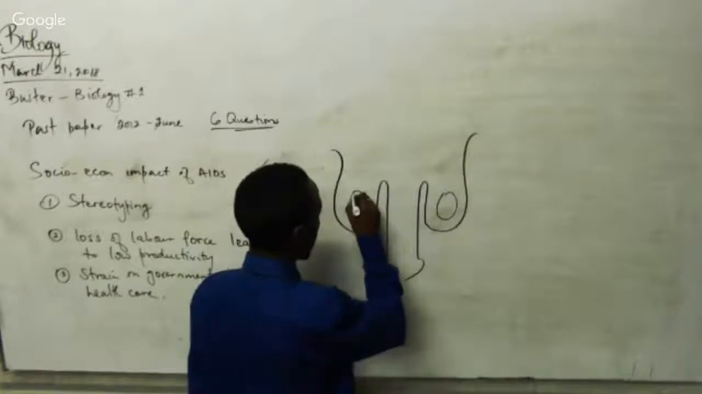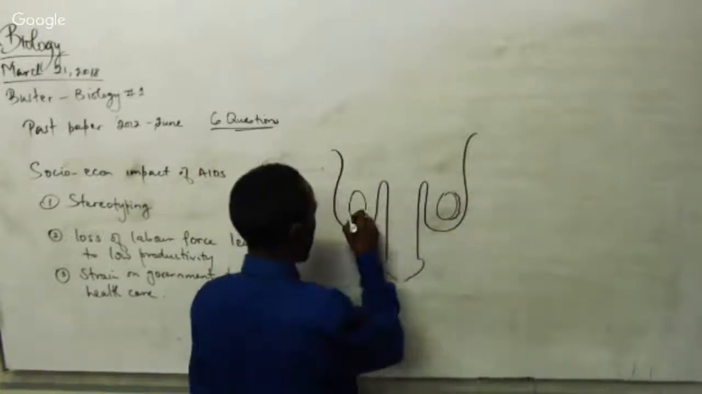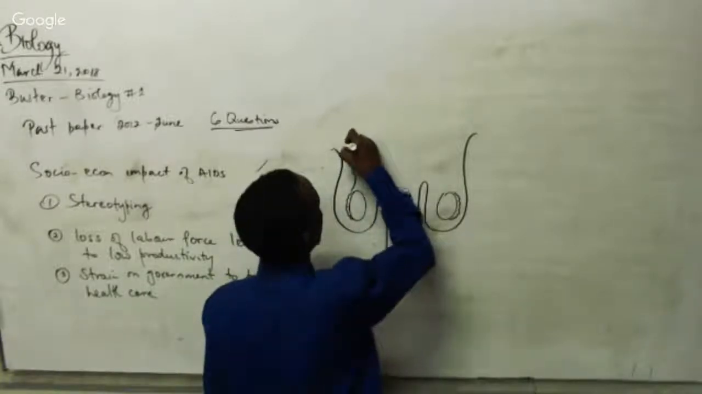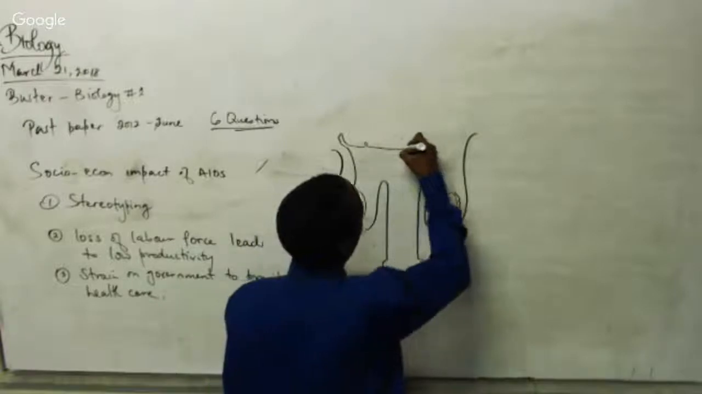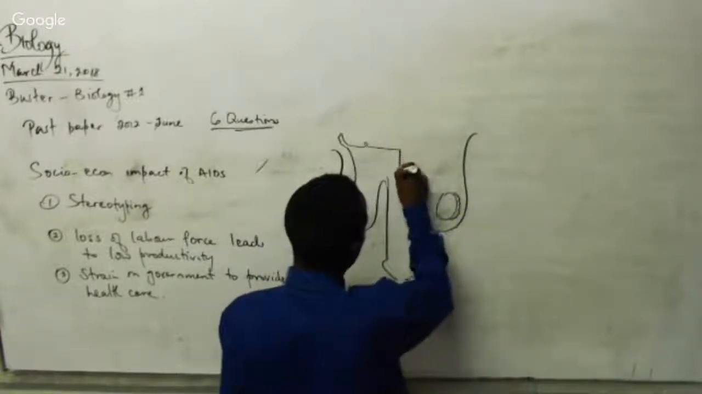Testicles. Tube. Seminal vesicle first. Prostate. Urethra.